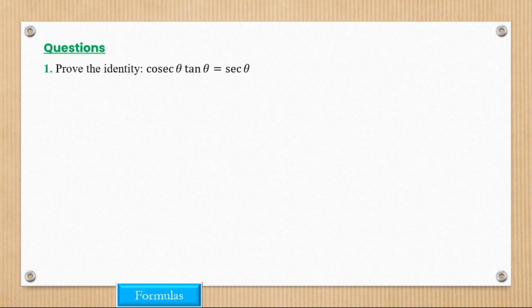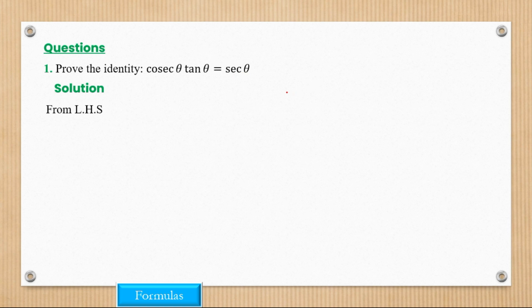So let's start off with one simple example. We're being asked to prove the identity cosec theta tan theta is equal to sec theta. So how do we do this? We're going to prove it from the left hand side. So we're going to prove that the value on the left hand side can actually bring out the value on the right hand side. So let's prove from the left hand side.